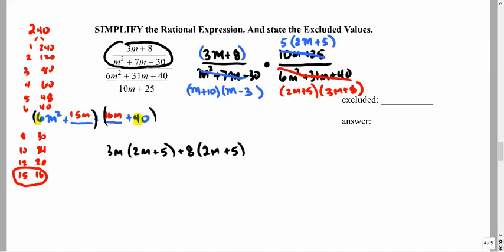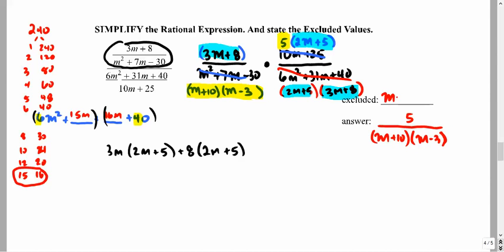All right, so now you should start noticing some things cancel out. Let's see, I see a 3M plus 8, a 2M plus 5, and that's about it. So we are left with a 5 up here, and I see these two guys right there. So that's our final answer, which is 5 over M plus 10 times M minus 3. And I wouldn't spend the time foiling that out. It's no reason. This is a very acceptable answer here.